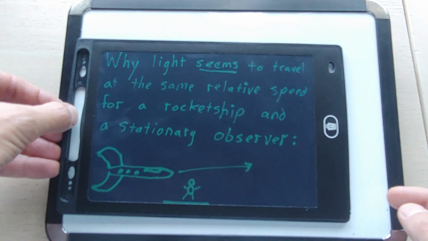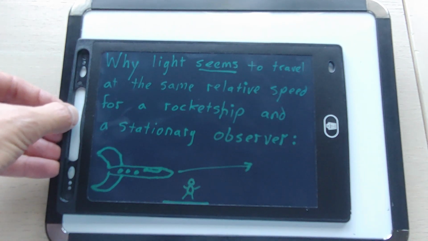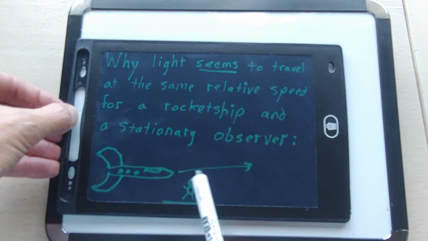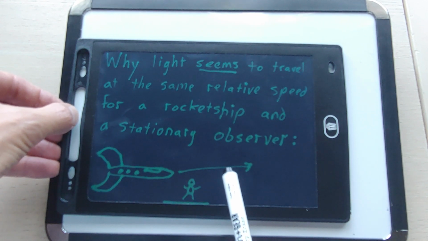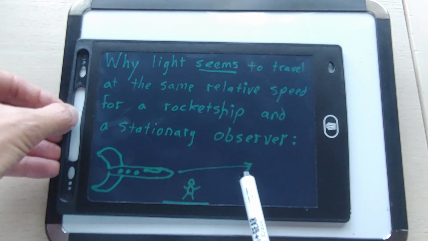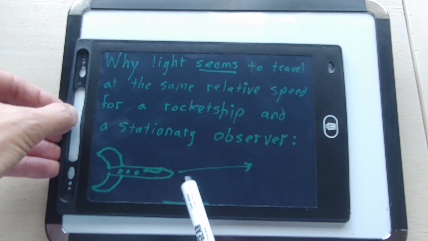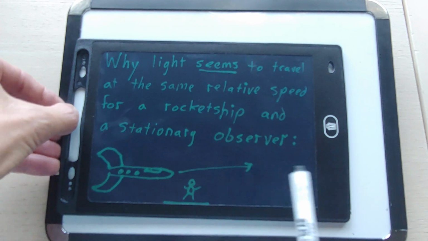Okay, today I'm going to describe why light seems to travel the same relative speed for a rocket ship and a stationary observer. So even if you are on a fast rocket ship approaching the speed of light and you shine the light out, from your point of view, it will still look like this light is exiting your ship at the speed of light. But the observer will also see the speed of light on that light beam.